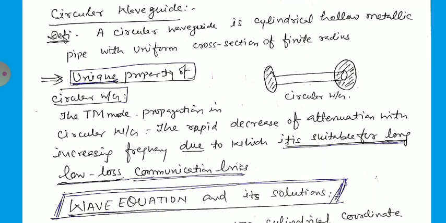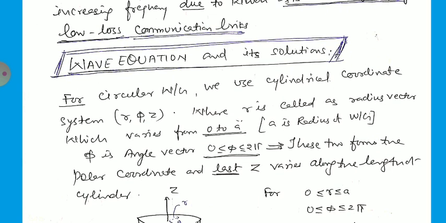Now we start the important topic for this one, that is the wave equation and its solution. What is the wave equation for the circular waveguide, how it is used, and what is the possible solution of it. Today this is the main topic.